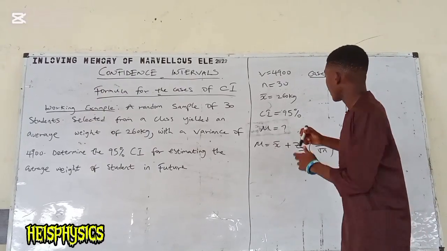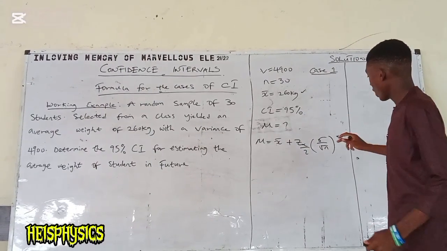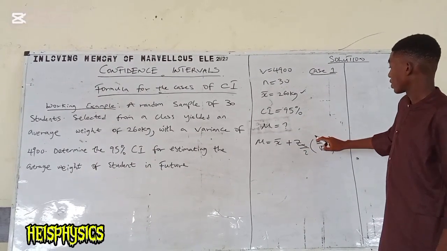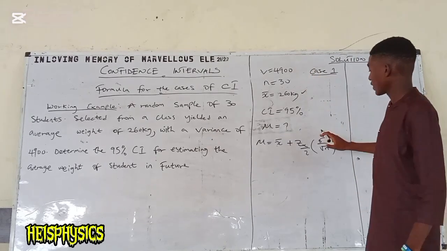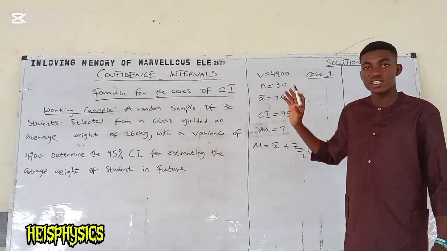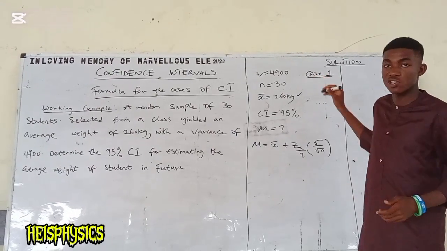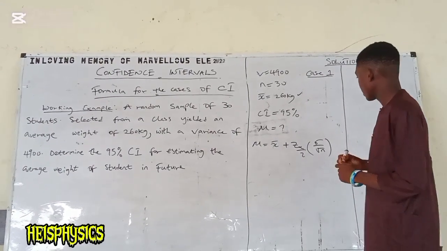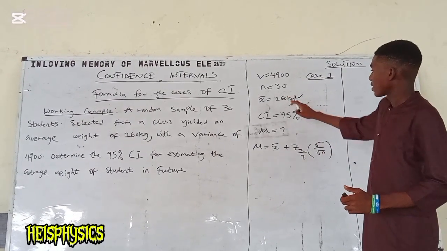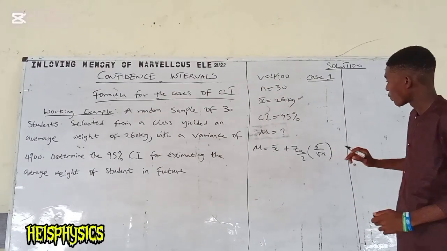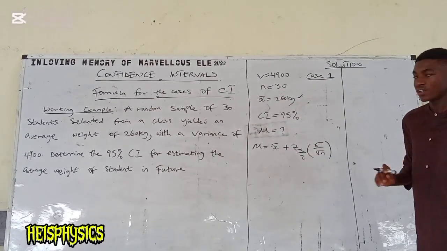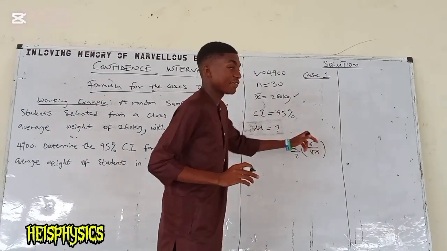Do we have our X bar? Yes, we have our X bar. We have our variance, and we can find the standard deviation easily using the square root of variance. Square root of variance is standard deviation. Do we have our n? We have our n, but we don't have our Z score. But first, let's find our standard deviation.